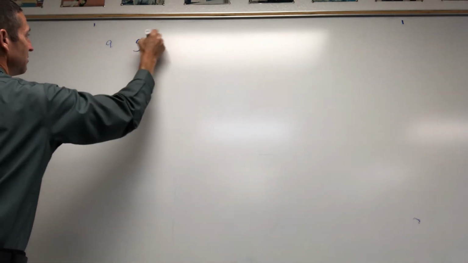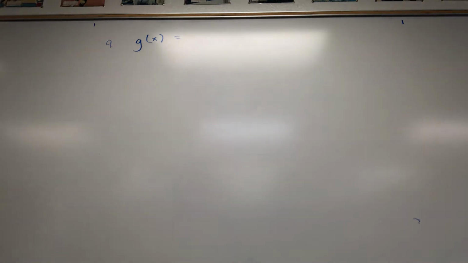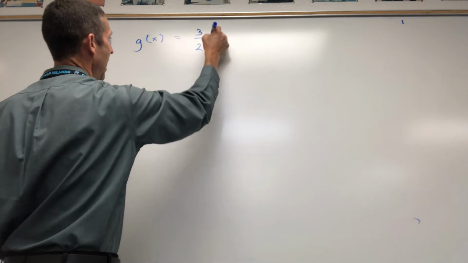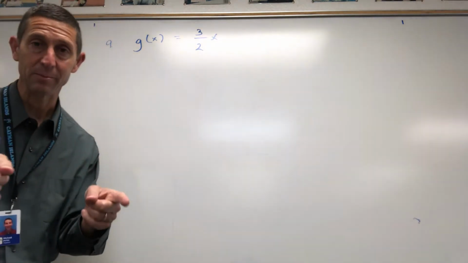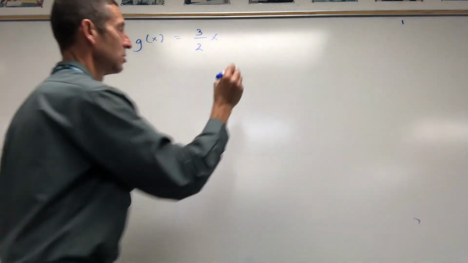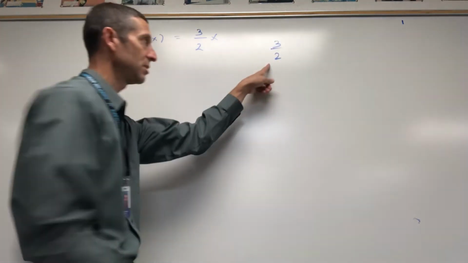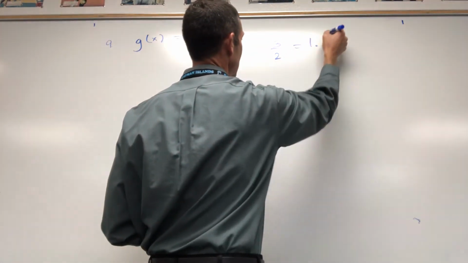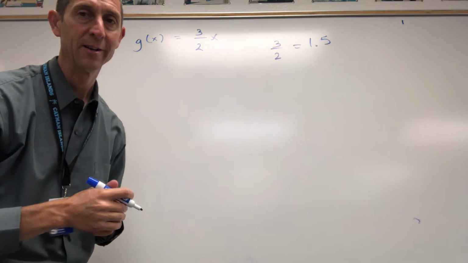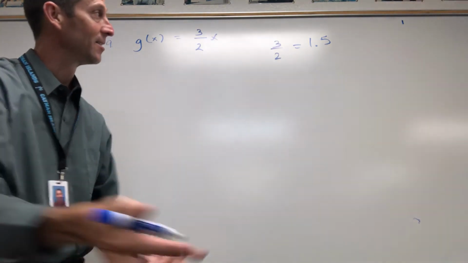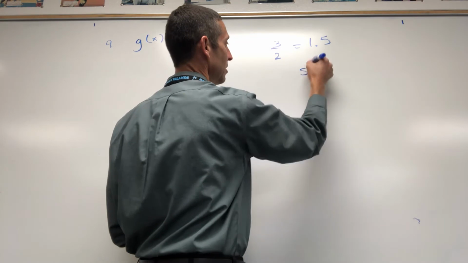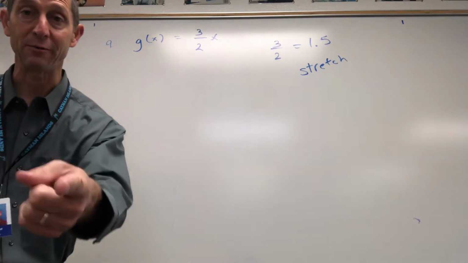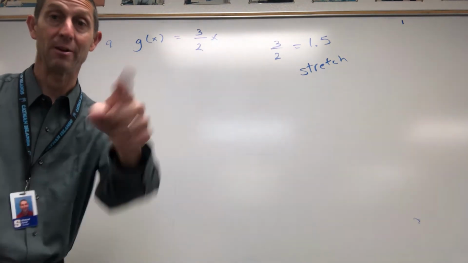Let's say we've got g of x, and let's just do y equals x. But they give you 3/2 x. This is how they try to pull a fast one on you with the 3/2. So you see 3/2, and you say, oh, that looks like a fraction. But 3 divided by 2 is equal to 1.5, which is greater than 1. So this one is greater than 1. That's going to turn out to be a stretch. So they try to run a fast one on you to see if you're paying attention or not paying attention.